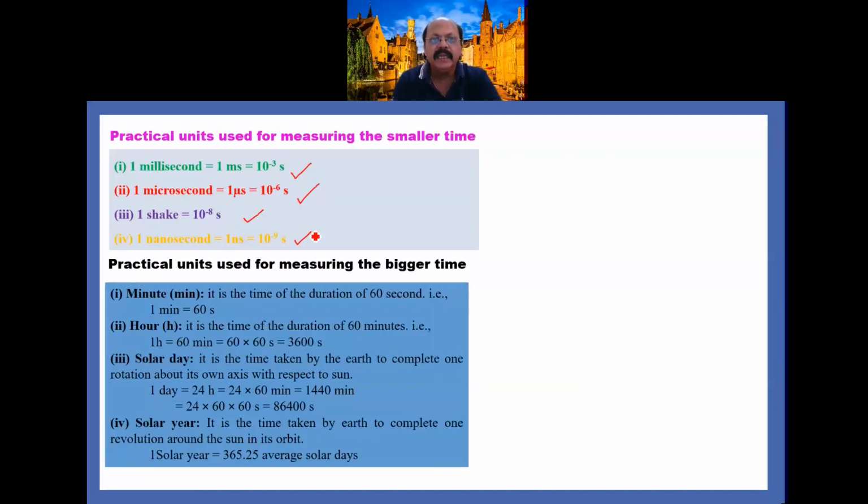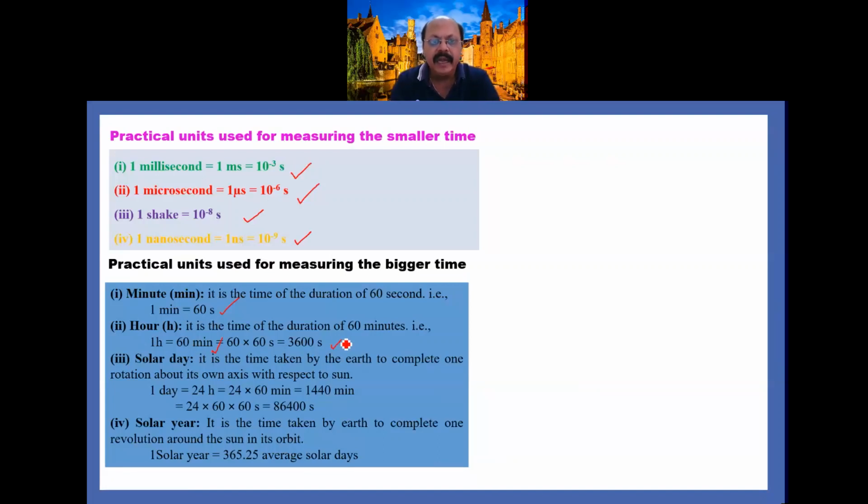1 minute is the time duration of 60 seconds, that is 1 minute equals 60 seconds. 1 hour is the time duration of 60 minutes, so 1 hour equals 60 minutes. If you convert into seconds, then 60 into 60, that is 1 hour equals 3600 seconds.